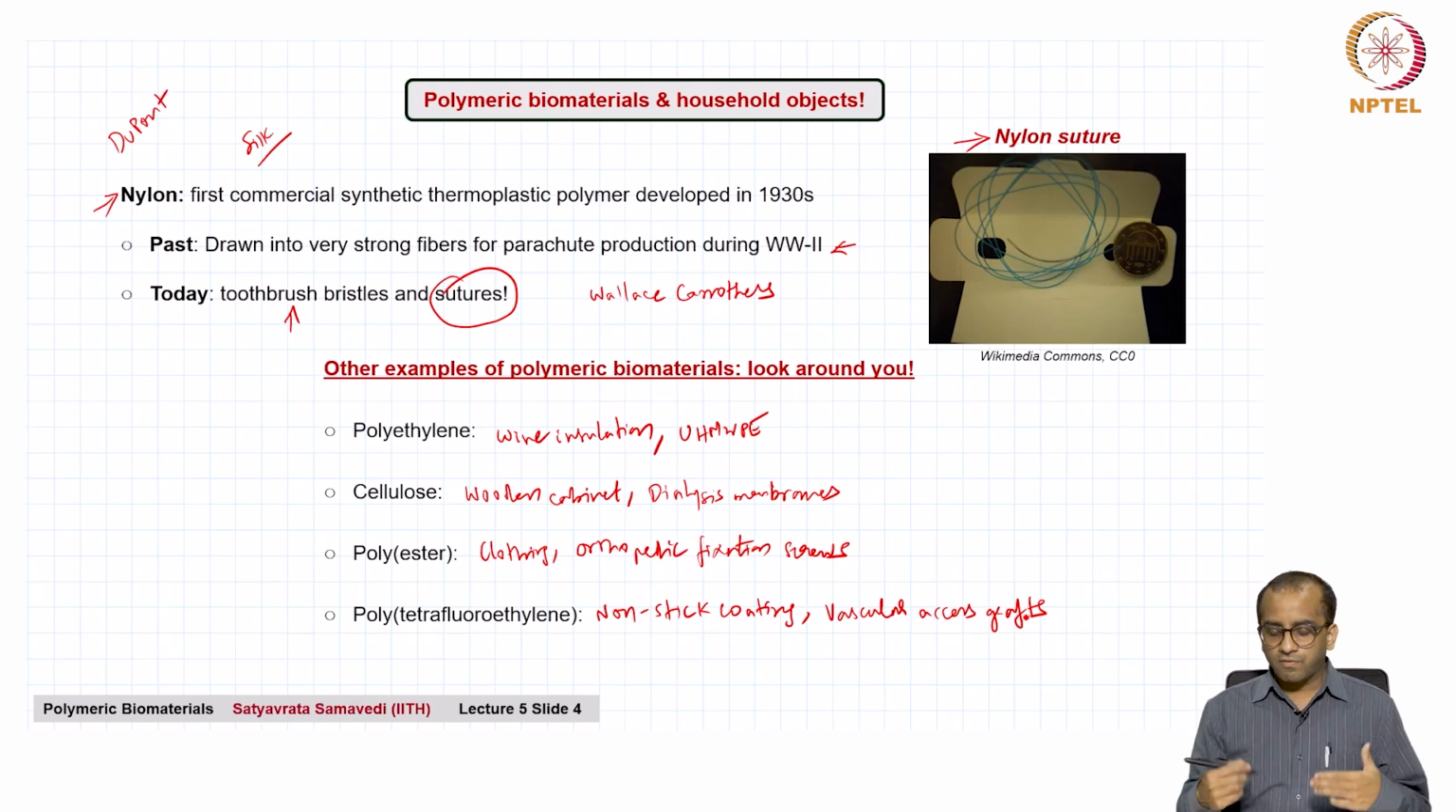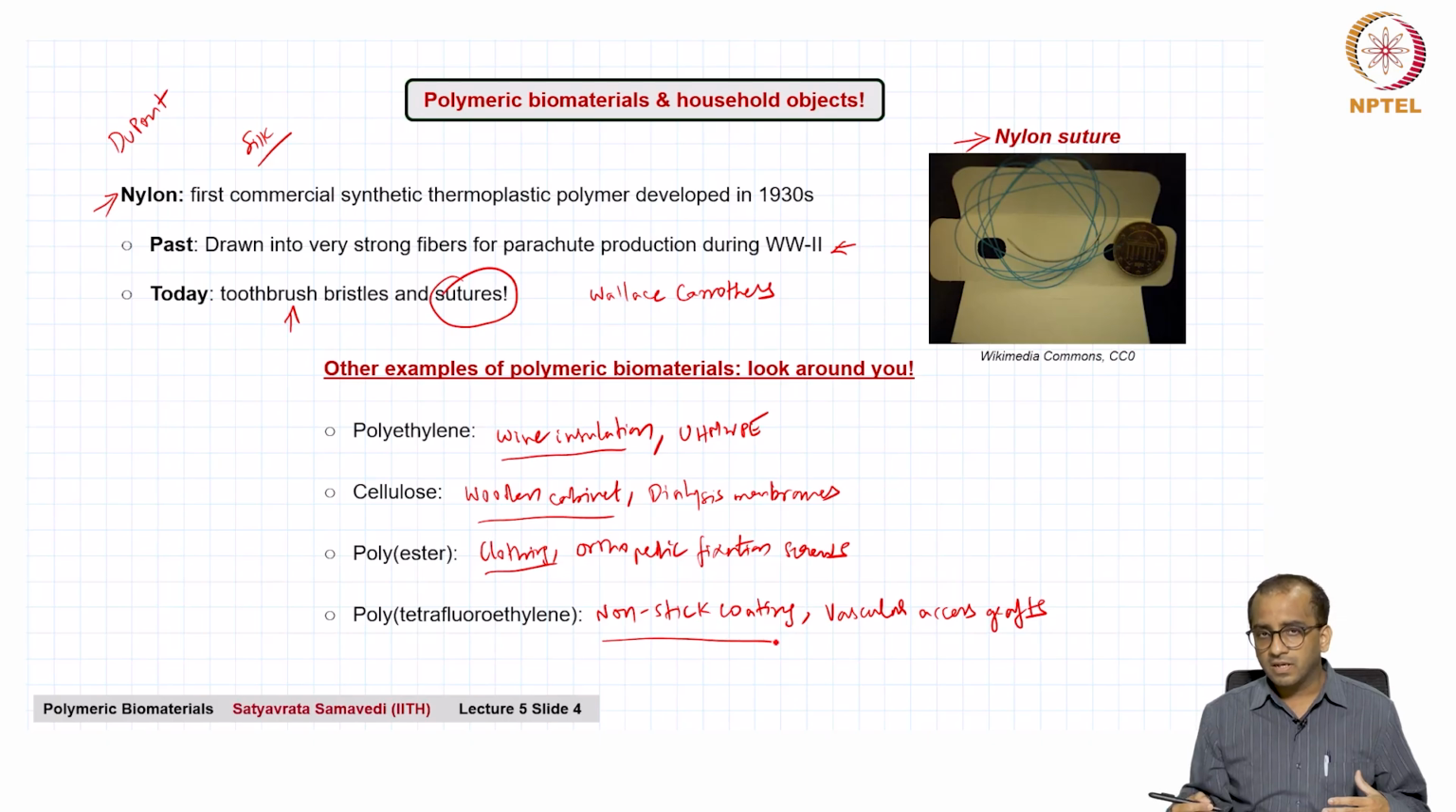Of course, the form in which they are deployed compared to the household object is very different. They could be processed slightly differently, they may have different properties, but the essential chemistry has not changed much. So, the first example is that of the household object, and the second example is the biomedical or the clinical application. Now, that gives you a very good sense of how mankind has used materials around for specific biological applications.